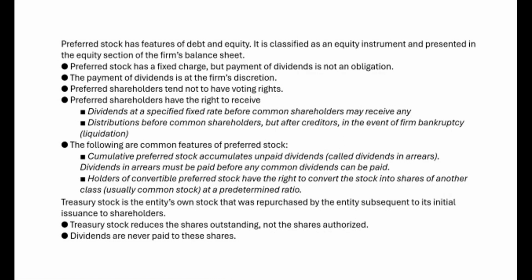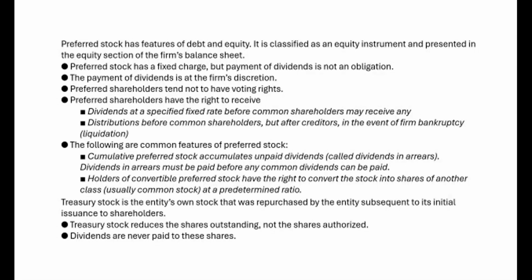Preferred shareholders tend not to have voting rights. Preferred shareholders have the right to receive dividends at a specified fixed rate before common shareholders may receive any. They receive distribution before common shareholders but after creditors in the event of the firm's bankruptcy or liquidation.